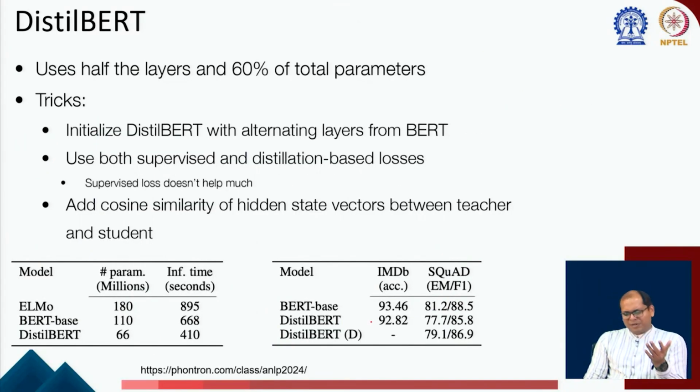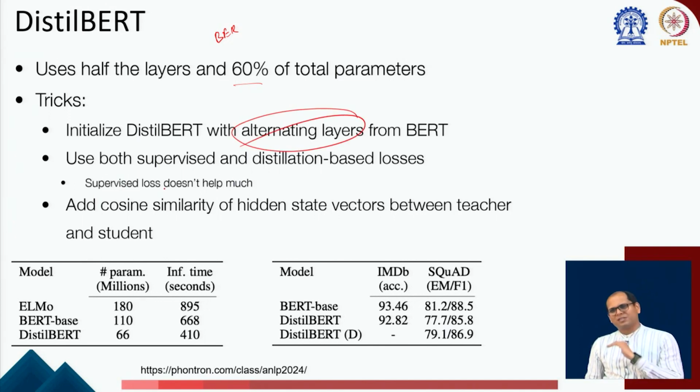One very particular model that has been trained through this idea is the Distilbert model. It came from BERT. You start from BERT, which let's say has 12 layers, and they took only half of the layers and 60% of the total parameters. How did they take half of the layers? They just take alternate layers from BERT, so that you have information from across the entire span of BERT, and then you use supervised loss and also distillation based loss. And that's what they found: the distillation based loss was the one that helped primarily in this training process.